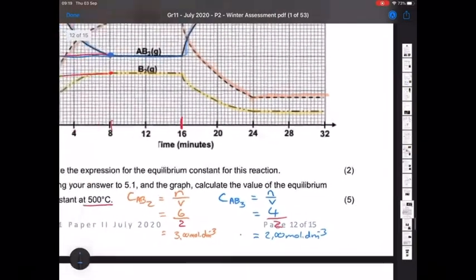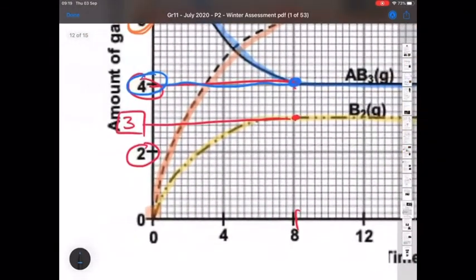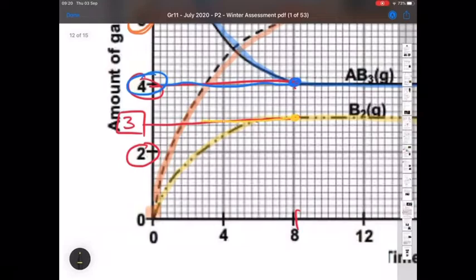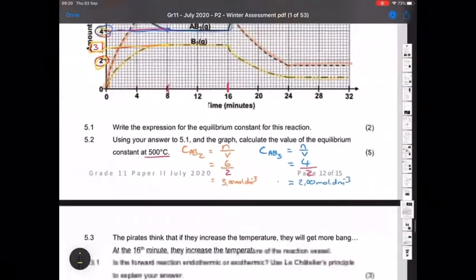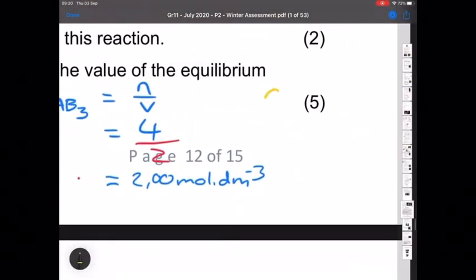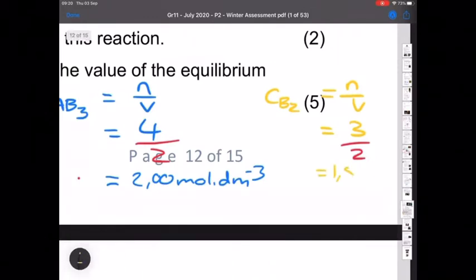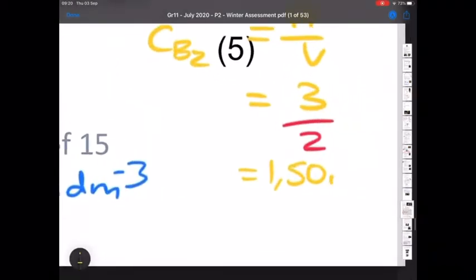Okay, then our last substance is the yellow one, so B2. And as I showed you, the concentration of B2 at 500 degrees, which is between 8 and 12 minutes, is 3. Halfway between 4 and 2 is 3. 3 moles. So concentration of B2, C equals to N over V. Number of moles I said was 3 moles. The volume is still 2. And 3 over 2 is 1.5 moles per decimeter cubed.